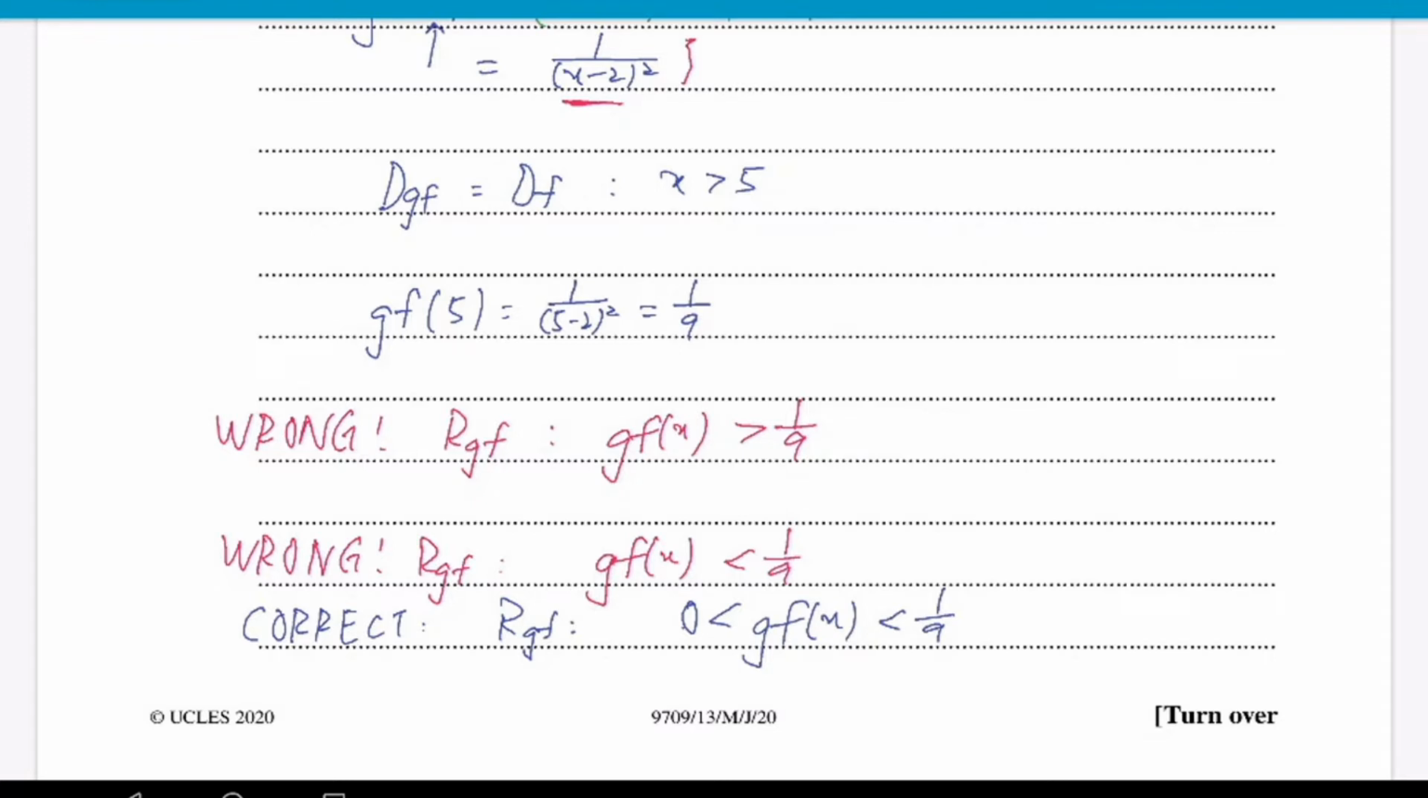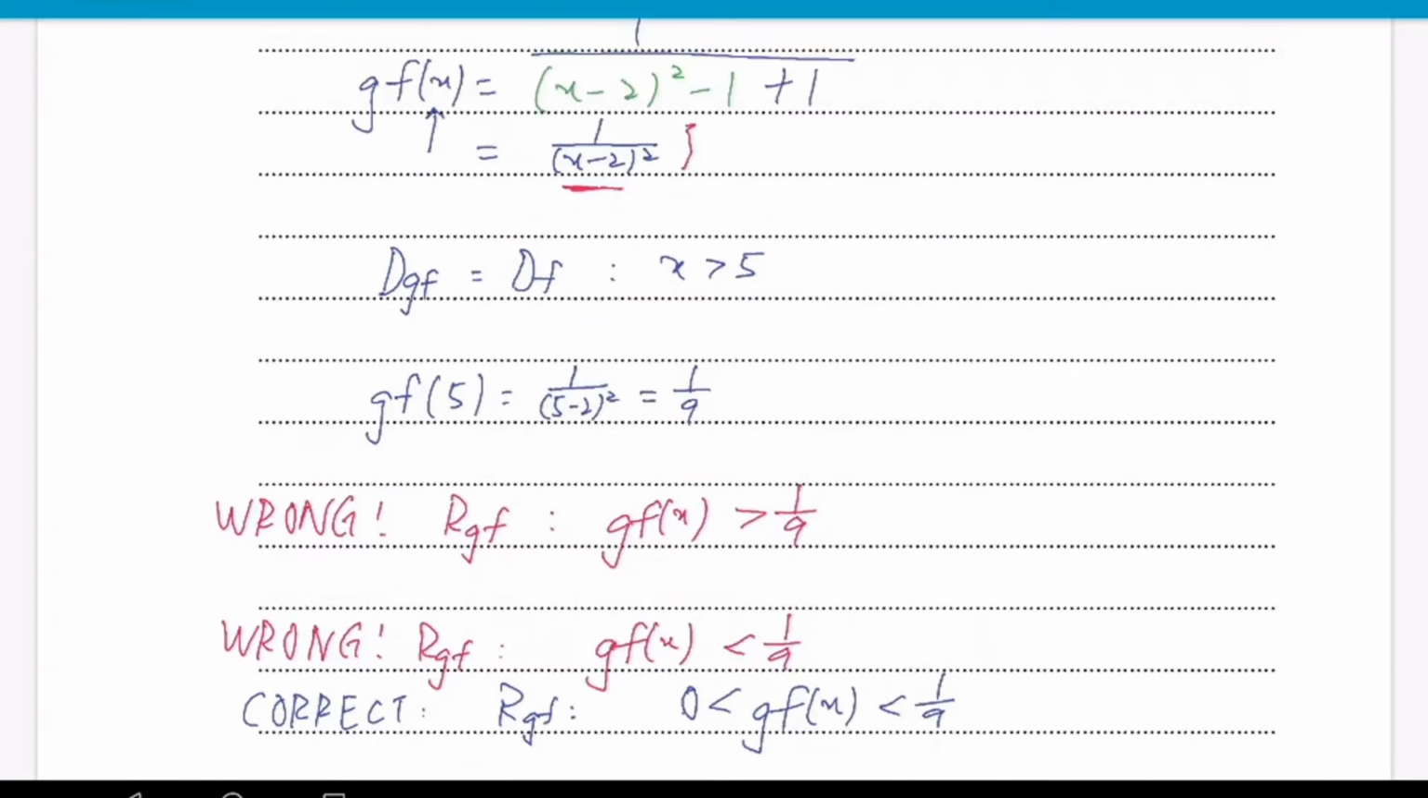I mean, you also learn about rational graphs, right? If you look at this one, you also know how to sketch it. For this rational graph here, it is something like this, where x is equal to 5. So you see that the range here is between 0 and 1 over 9.